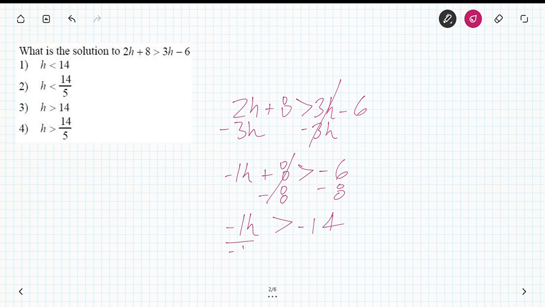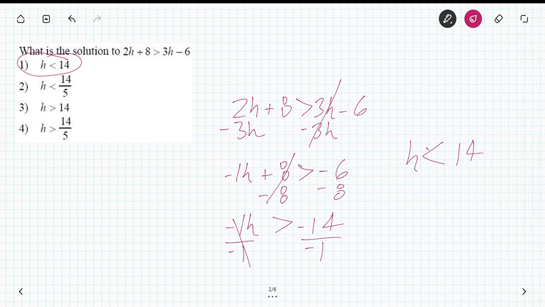Let's see what happens because this is going to be slightly different. I divide the left side by negative 1, so I end up with just h. Since I divided by a negative, I'm going to have to flip my inequality symbol. And so instead of h is greater than, I'm going to have h is less than positive 14, because negative 14 divided by negative 1 is positive. So my answer is going to be 1 again.